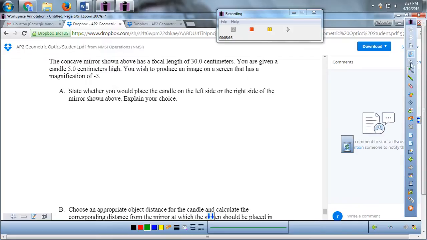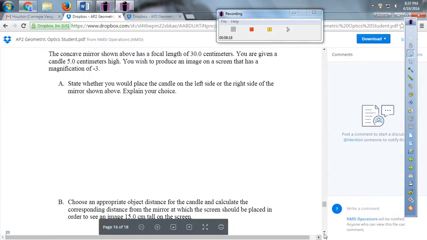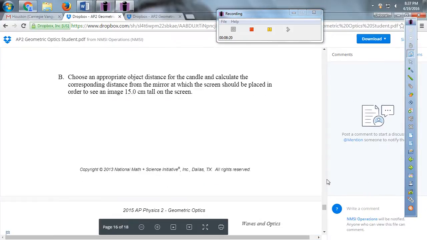Okay, then Part B says, choose an appropriate object distance for the candle and calculate the corresponding distance from the mirror at which the screen should be placed in order to see an image 15 centimeters tall on the screen.